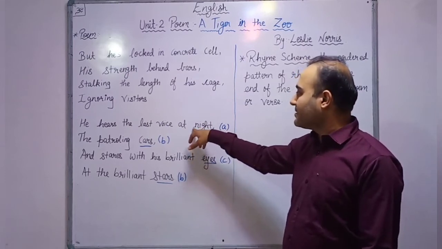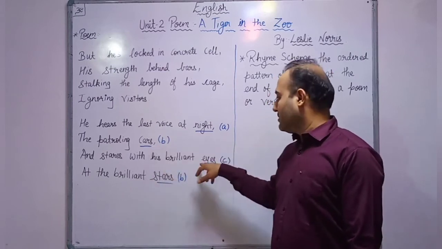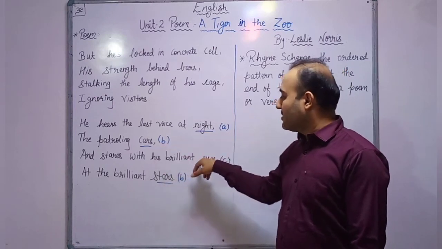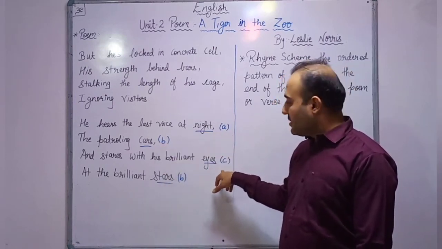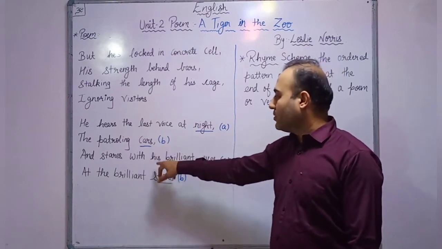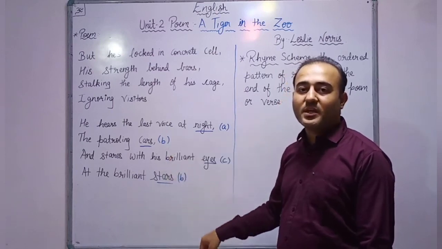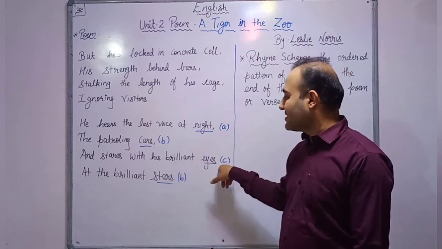In the first line it is night, then cars, then eyes. So these words are totally different. So we give the names A, B and C. Here it is cars and here it is stars. So these both words are rhyming. So we can give the same letter, that is B. So the rhyming scheme for this poem is A, B, C, B.